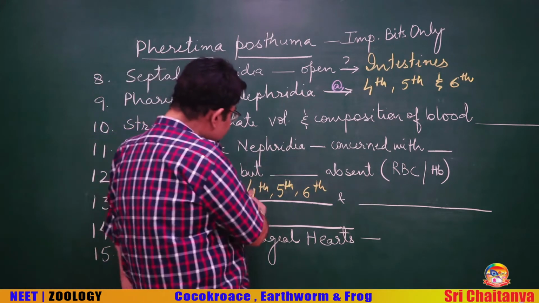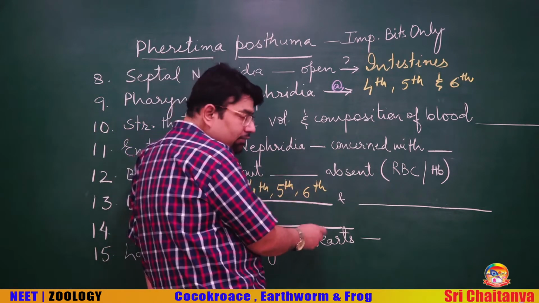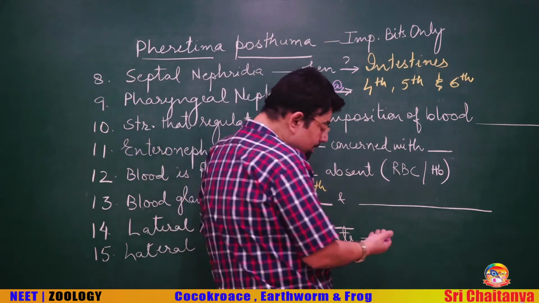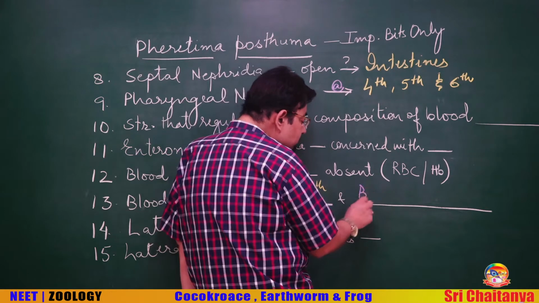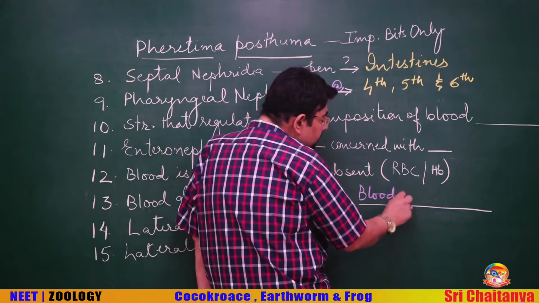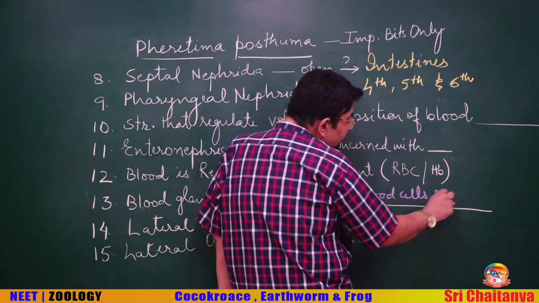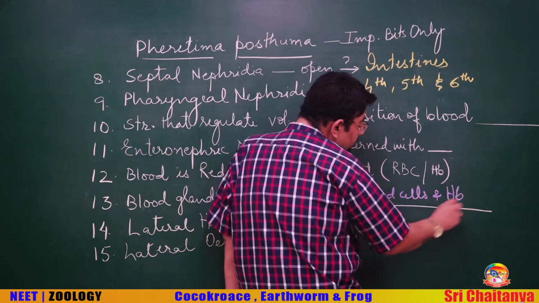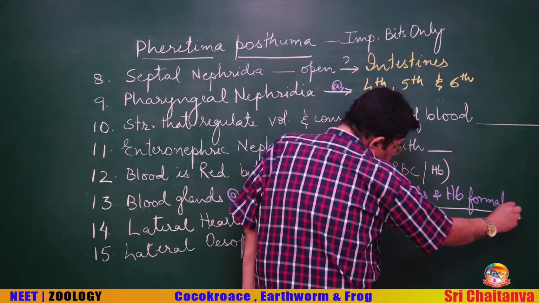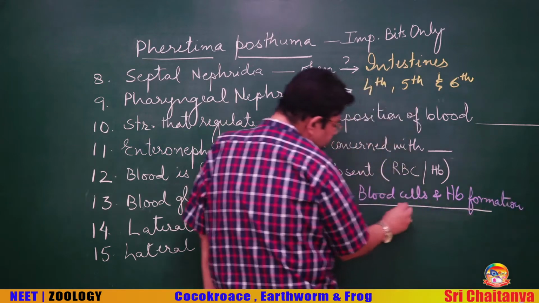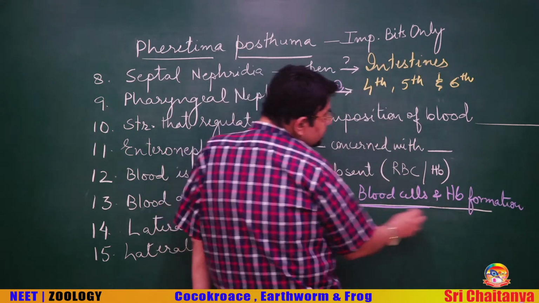Blood glands are present in 4, 5 and 6 segment, and what is the function of the blood glands? They help in synthesis of blood cells and hemoglobin formation. Formation of blood cells and hemoglobin.